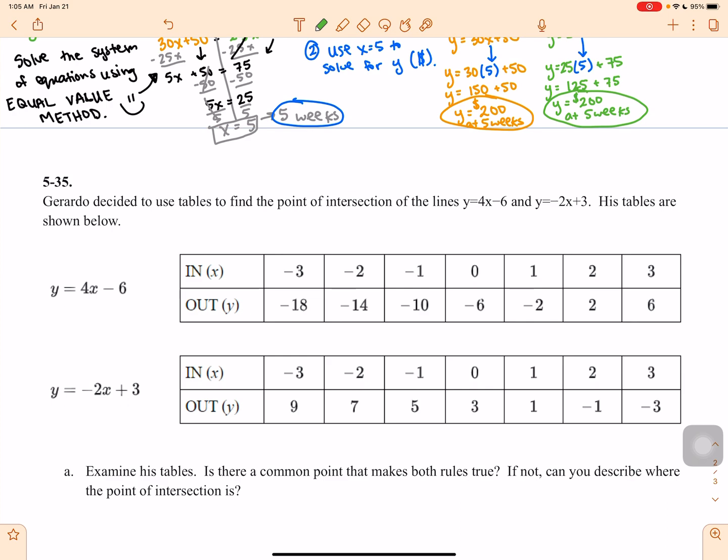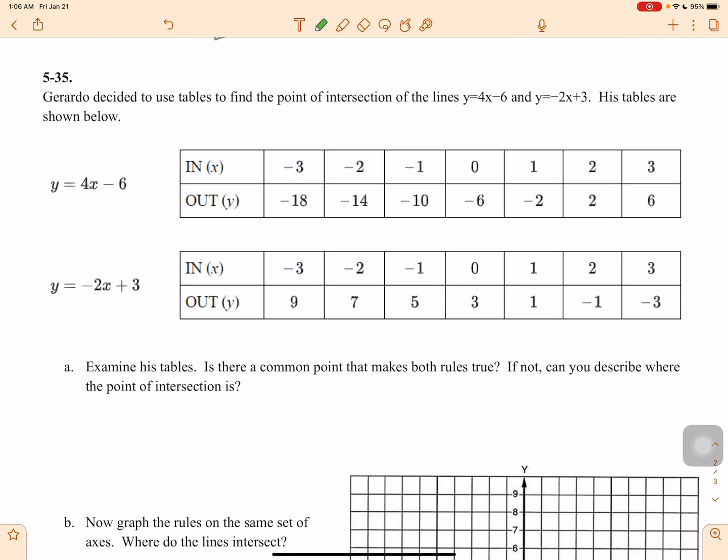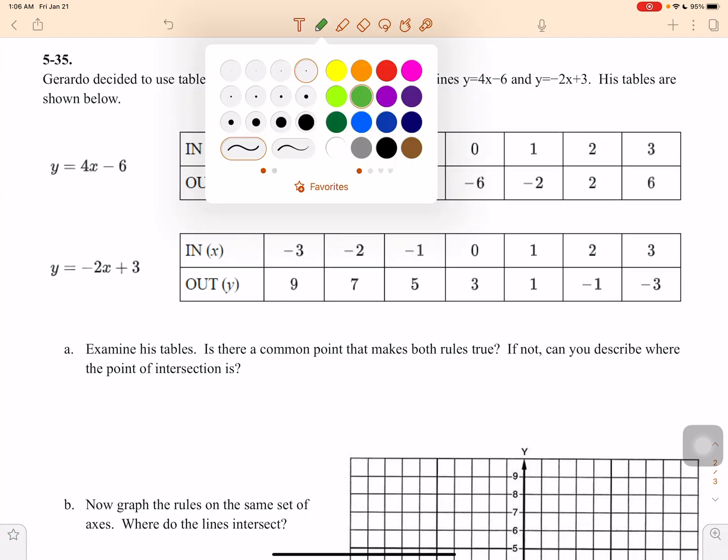They all have x values negative 3 to positive 3. But then if you look down at the y's, do they have any that are the same? Gosh, I hope I'm not just tired, but I don't see a single one. So in this case, the table did not help him find the point of intersection. So we need to try to figure out where exactly his point of intersection is. There are multiple different ways to do this. I don't see a common point in the table.